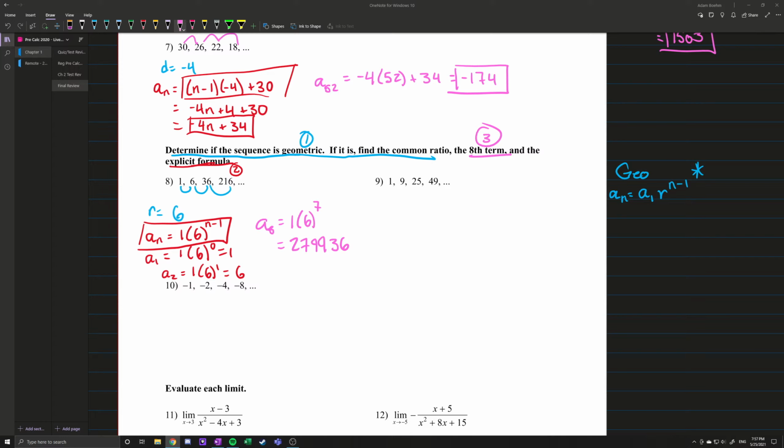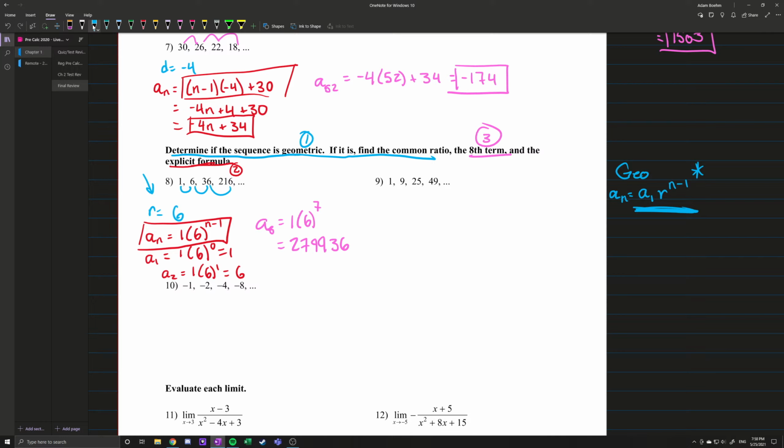Right, so the main thing we need to know here for these geometric ones is that we're multiplying by some number over and over again. That number is called the common ratio, which is what we got here. To find the nth term, we're using this equation, right? So the first term times our common ratio to the n minus 1. And then to find any term in that sequence, we just plug into that equation.